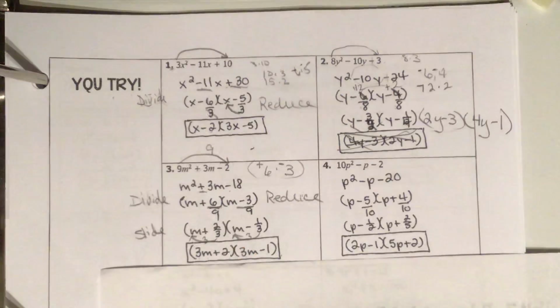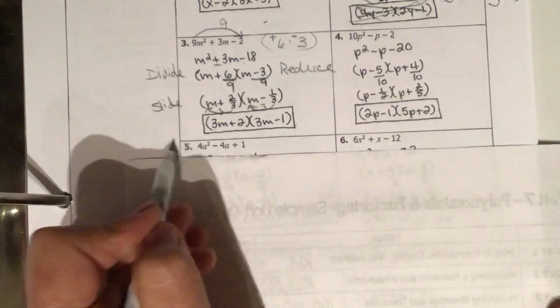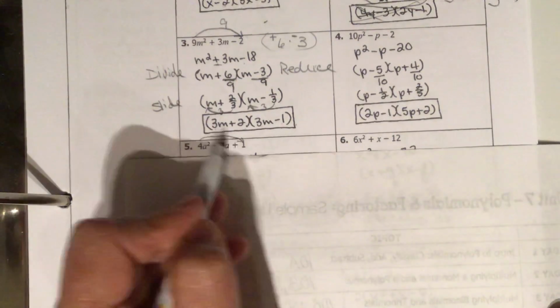You can do number 4 on your own, see if you can get the answer. There is number 4. Let's do number 5. We're going to bring the 4 over. 4 times 1 is 4. Okay?